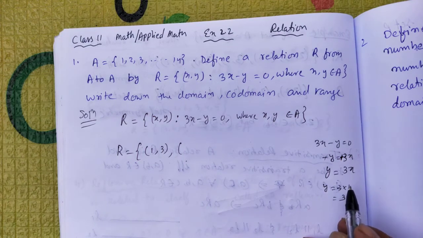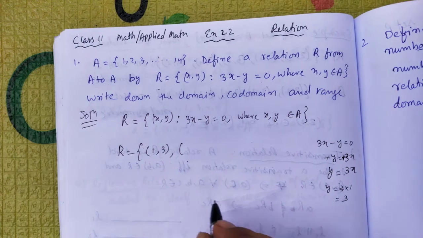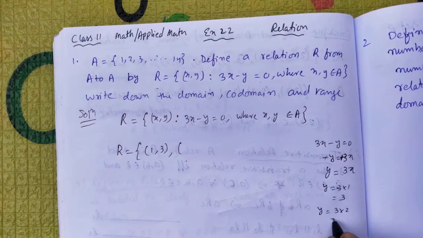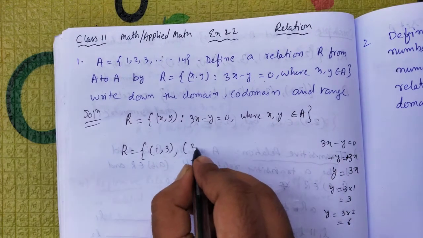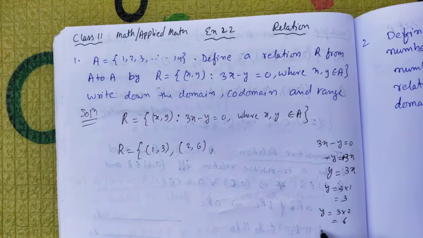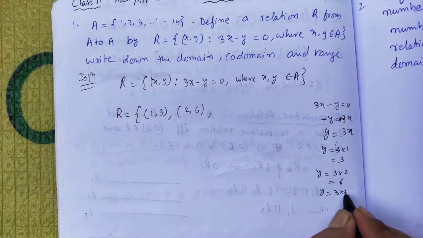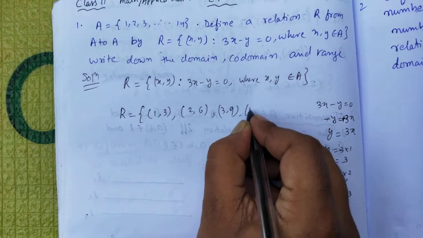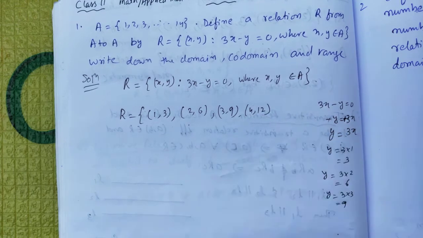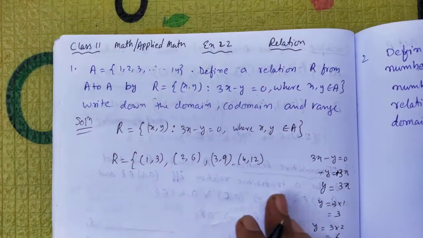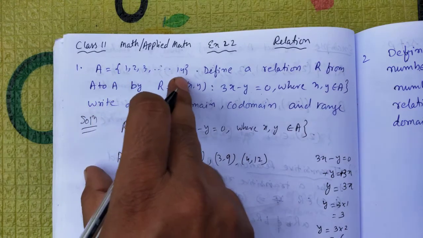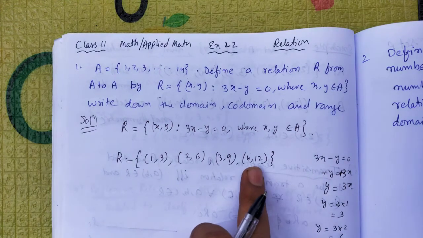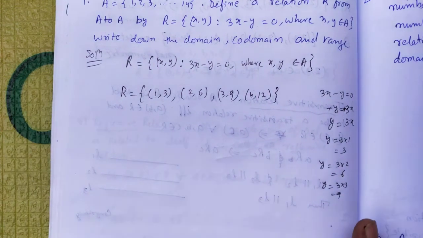If I put 1 in place of x, I get 3 into 1 is 3. If I put 2 in place of x, I get 6. So the second relation is (2, 6). Similarly, if I put x equal to 3, I get 9. So (3, 9). If I put 4, it will be 12. If I put 5, it will be 15. But 15 is not in the set A, so I cannot put 5. So maximum it can go is 12, if I put 4, 3 into 4 will be 12.